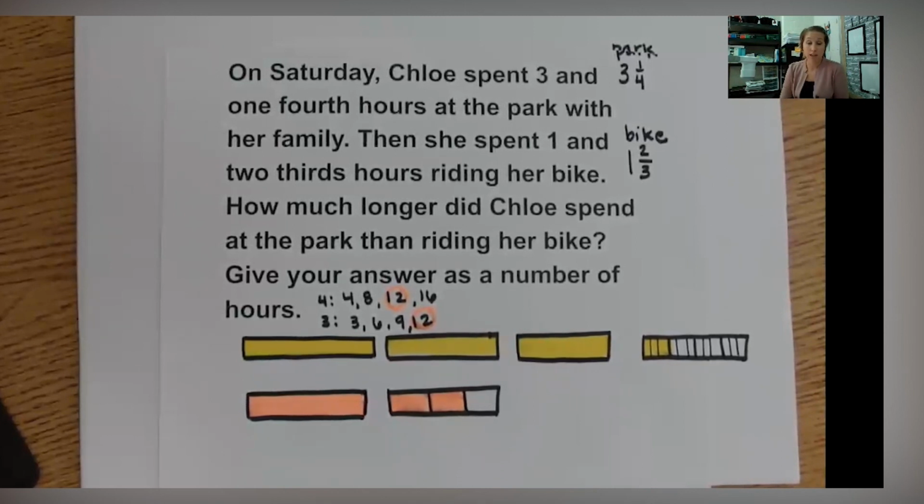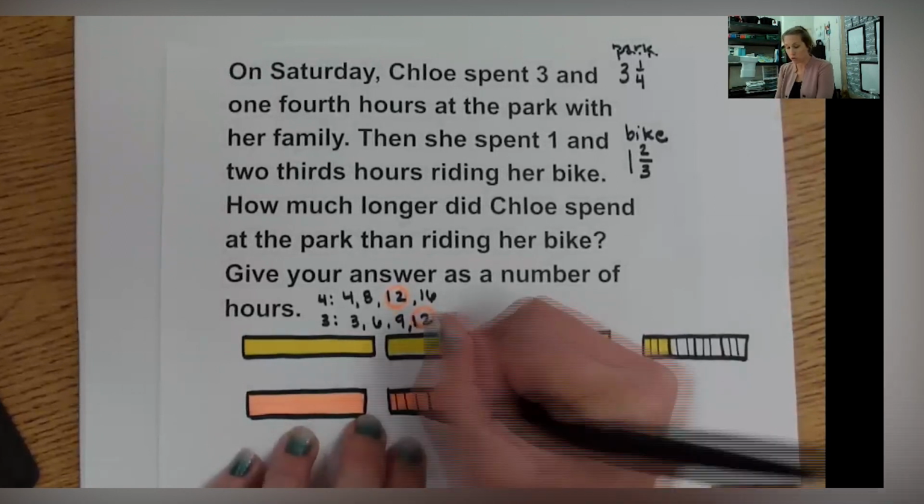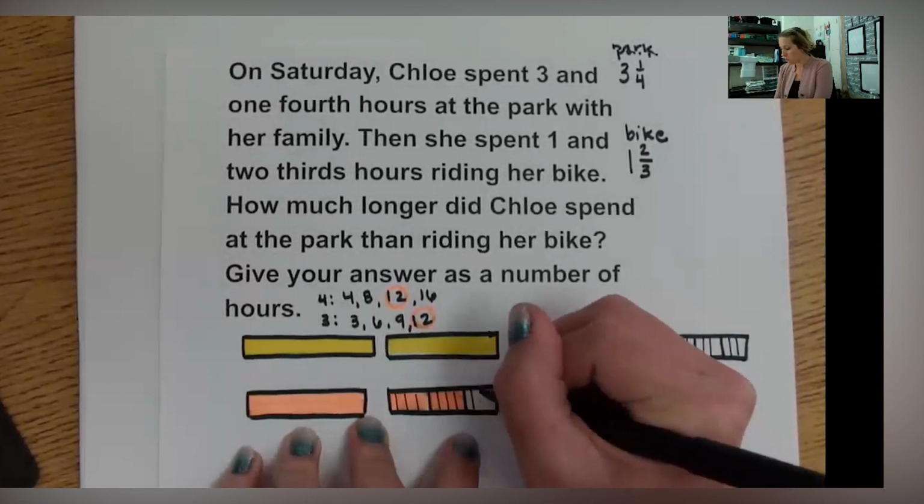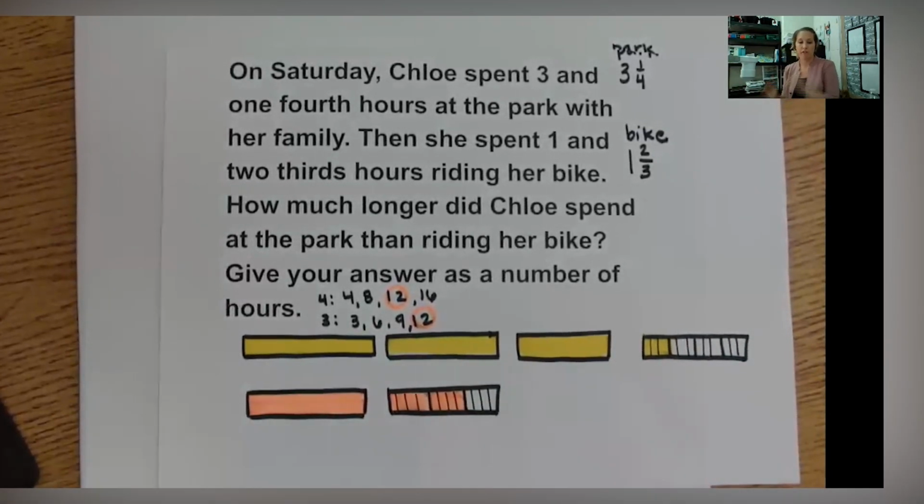12 divided by 3 equals 4. So each of my sections needs to be cut into 4. 1, 2, 3, 4. 1, 2, 3, 4. 1, 2, 3, 4. Once again, I'm going to check: 4, 8, 12. Fabulous. So we used the common denominator 12 and we divided our thirds and our fourths into 12 pieces.